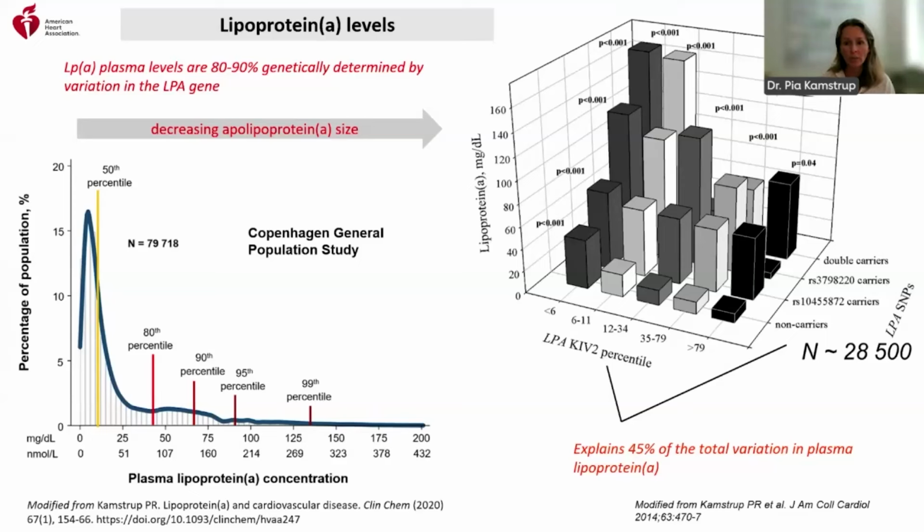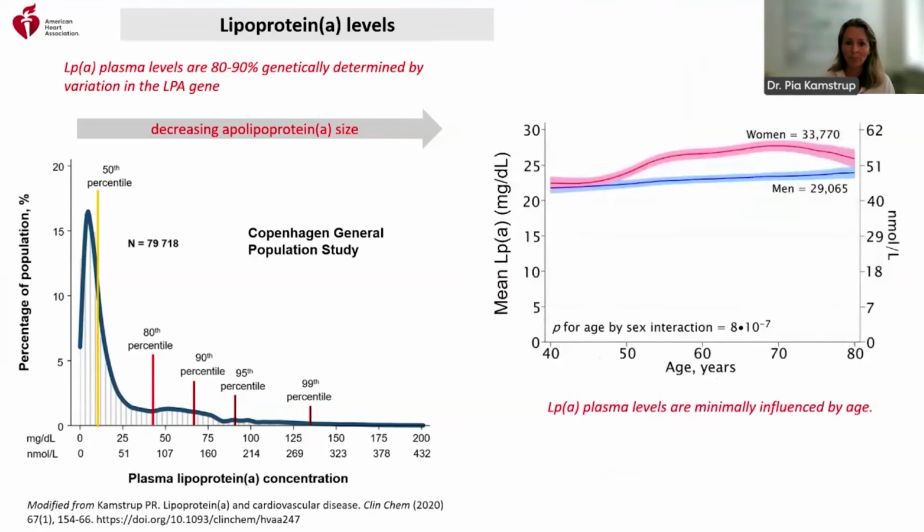For each category of SNP carrier status, we see the inverse association of number of kringle 4 type 2 repeats with plasma Lp(a) levels. Carriers of minor allele SNPs with a low number of kringle 4 type 2 repeats have the highest plasma Lp(a) levels. Now, while the genetic variants are not independent, all contribute information, and genotyping for just these 3 variants explains 45% of the total variation in plasma levels, clearly demonstrating that lipoprotein(a) plasma levels are very much genetically determined by variation in the LPA gene.